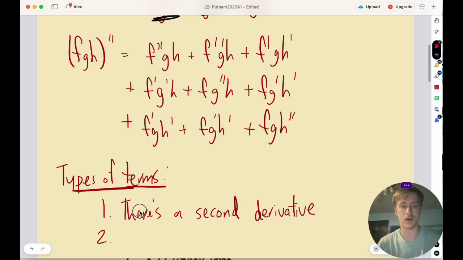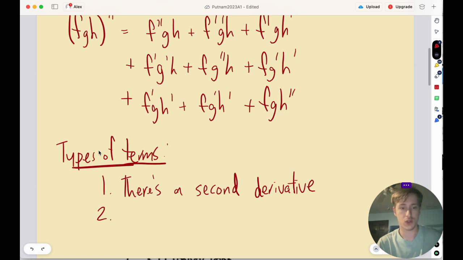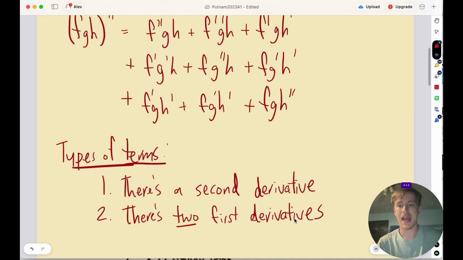And the second kind of term: since we're taking the second derivative, it doesn't matter how many functions I'm multiplying together. I could have 10 functions, and if I take the second derivative, 2 of the functions are each going to have a first derivative. So there are 2 first derivatives. And I argue that actually one of these types of terms is completely redundant for the purpose of this problem.